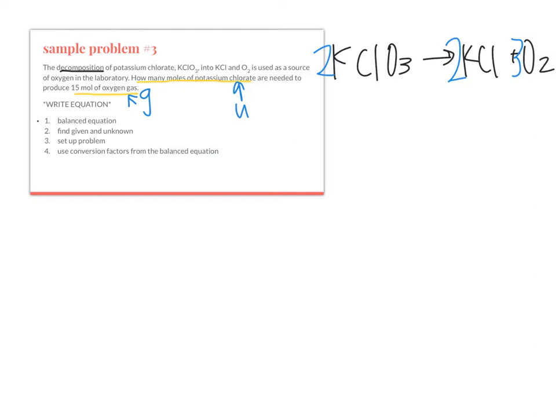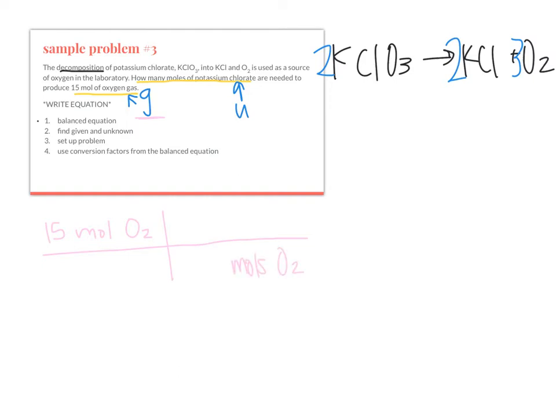Let's use pink, because it's my favorite color. Okay, so we start with our given, which is 15 moles of oxygen gas. Don't forget that oxygen is a diatomic element, so O2. And if we have moles of O2 on top, we have moles of O2 on bottom.